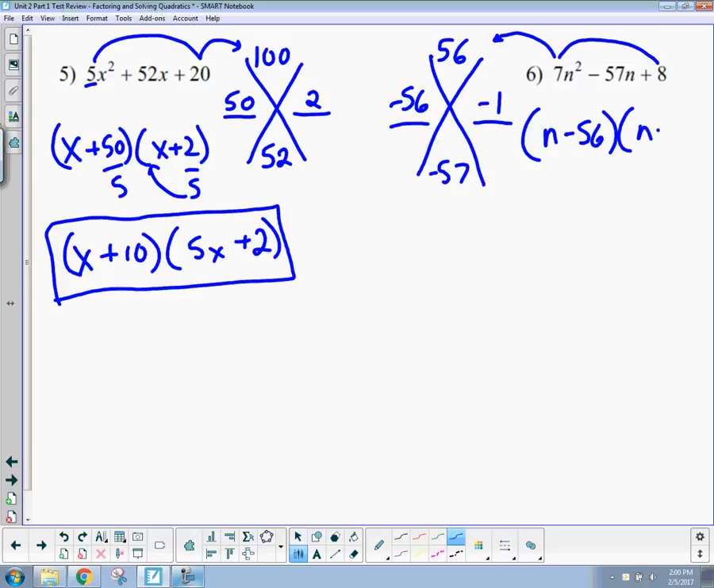Don't forget to divide by the leading coefficient. n minus 8. Bottoms up: 7n minus 1.